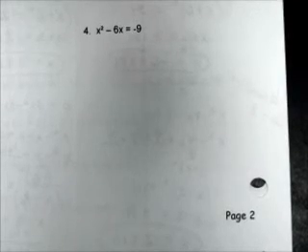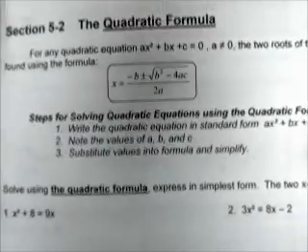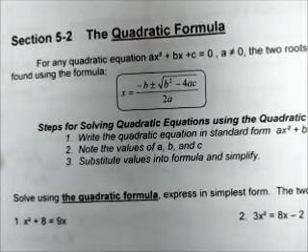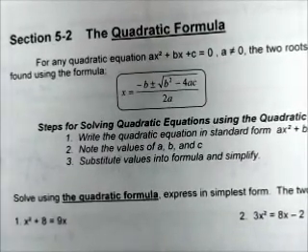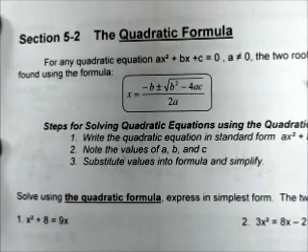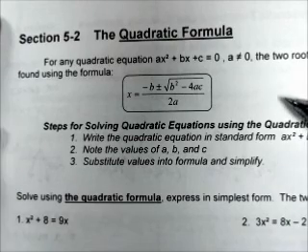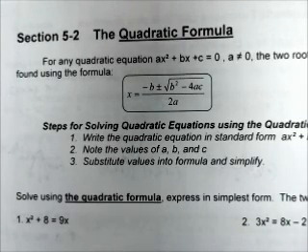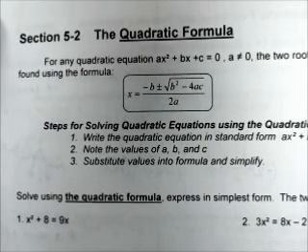Today we're on page 2 of our chapter 5 notes packet. The quadratic formula, section 5.2. You're all familiar with this, so hopefully this will just be a good piece of review here. For any quadratic equation, ax squared plus bx plus c equal to 0, a not equal to 0, the roots of an equation can be found using the formula.